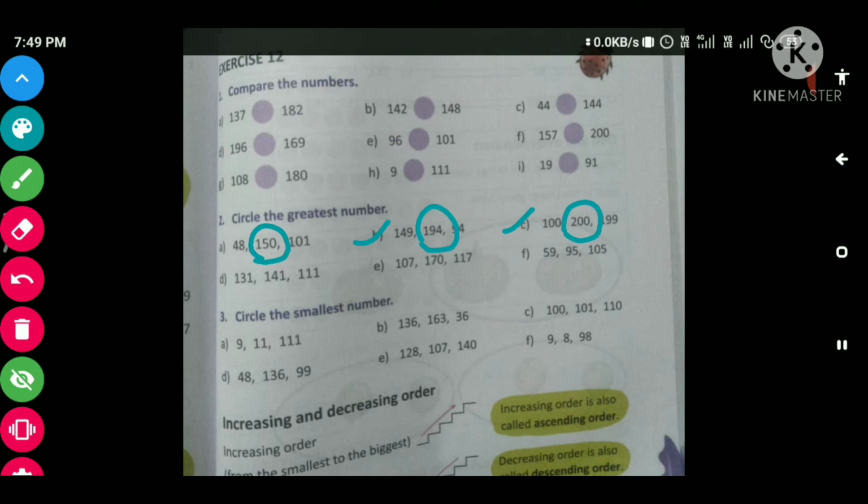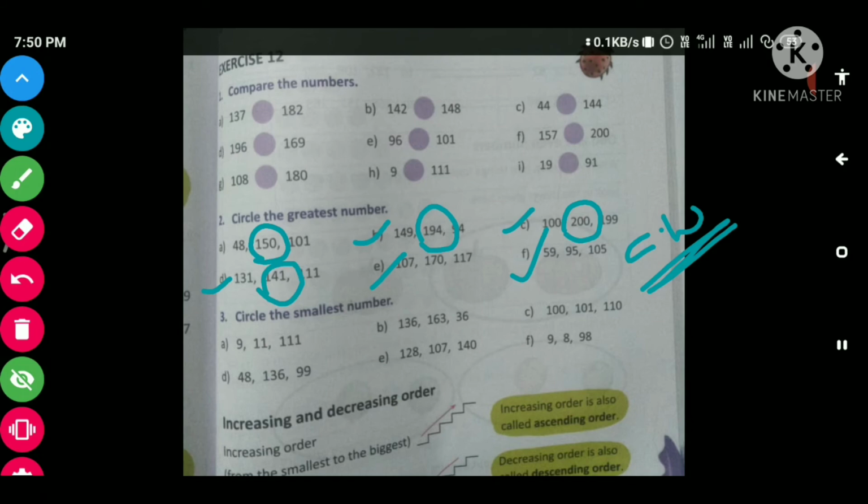Now see D part. Which number is the greater one? 131, 141 or 111? Yeah. 141 will be the greater one. Okay, so now you will do E and F on your own, and these two you have to do in your copy. Is it clear? Here you have to apply the rules and find out which number is the greater one, and you have to circle that greatest number.